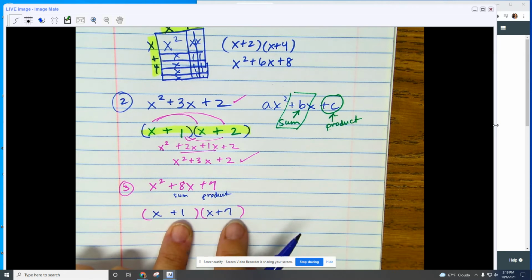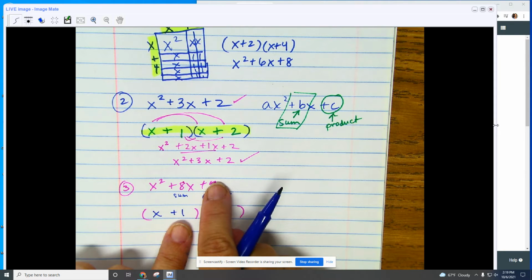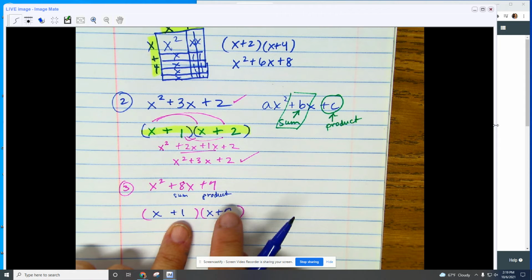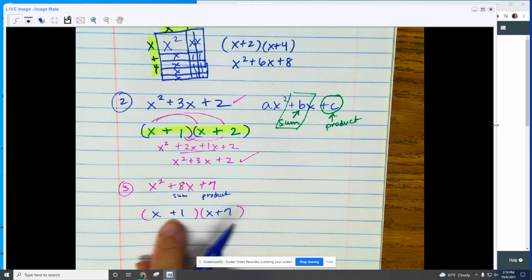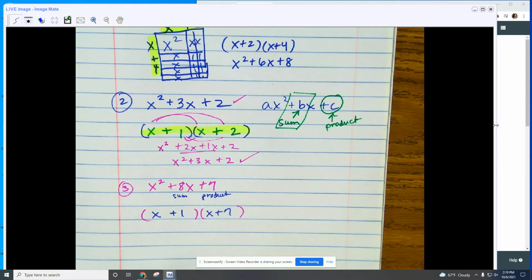Great. Does 7 times 1 give me 7? In fact, it's a prime number. There's only one option. Does 7 plus 1 give me 8? Now, could I have rewritten this in reverse order? Could I have written it as x plus 7 times x plus 1? It doesn't matter the order because multiplication is commutative. I can put it in any order. If you put it backwards, it's perfect.